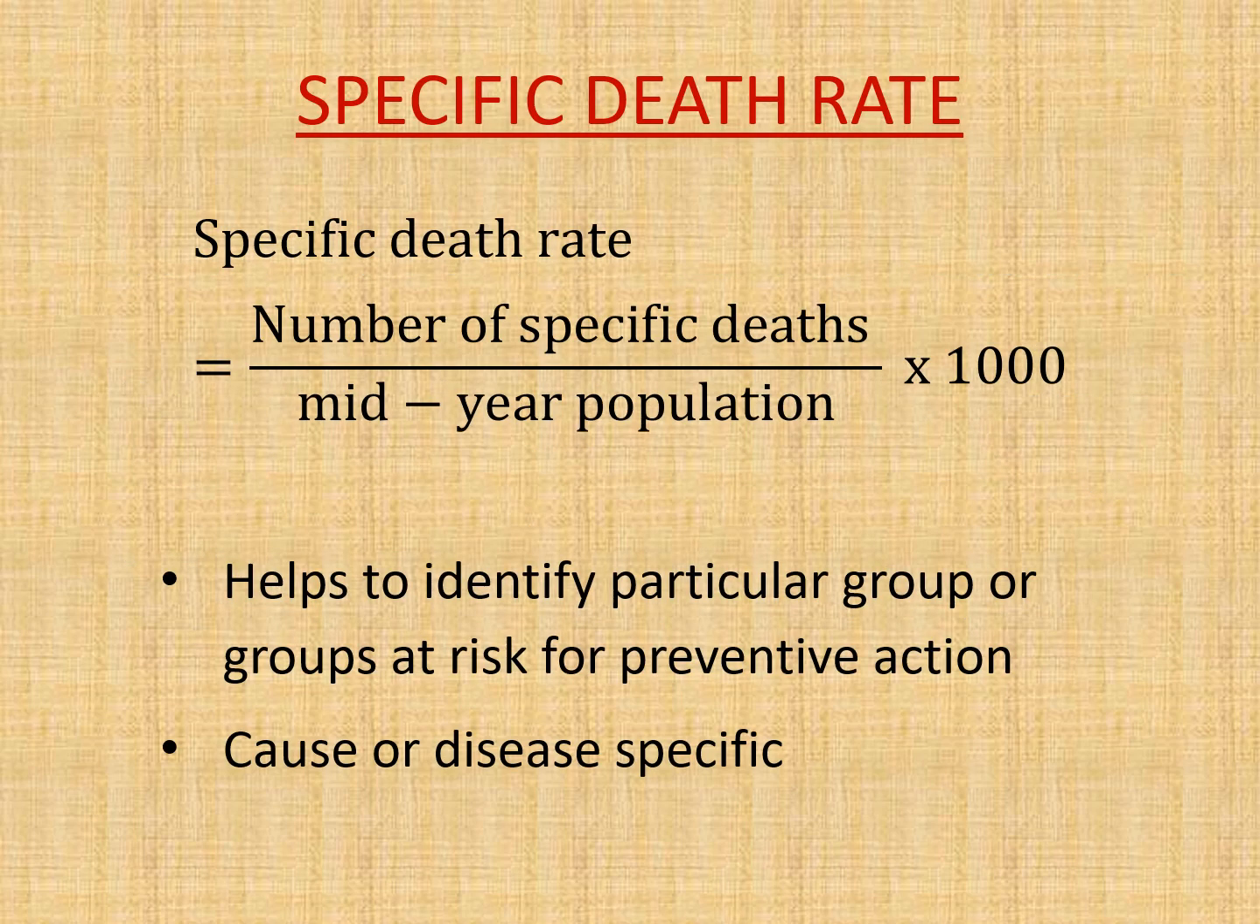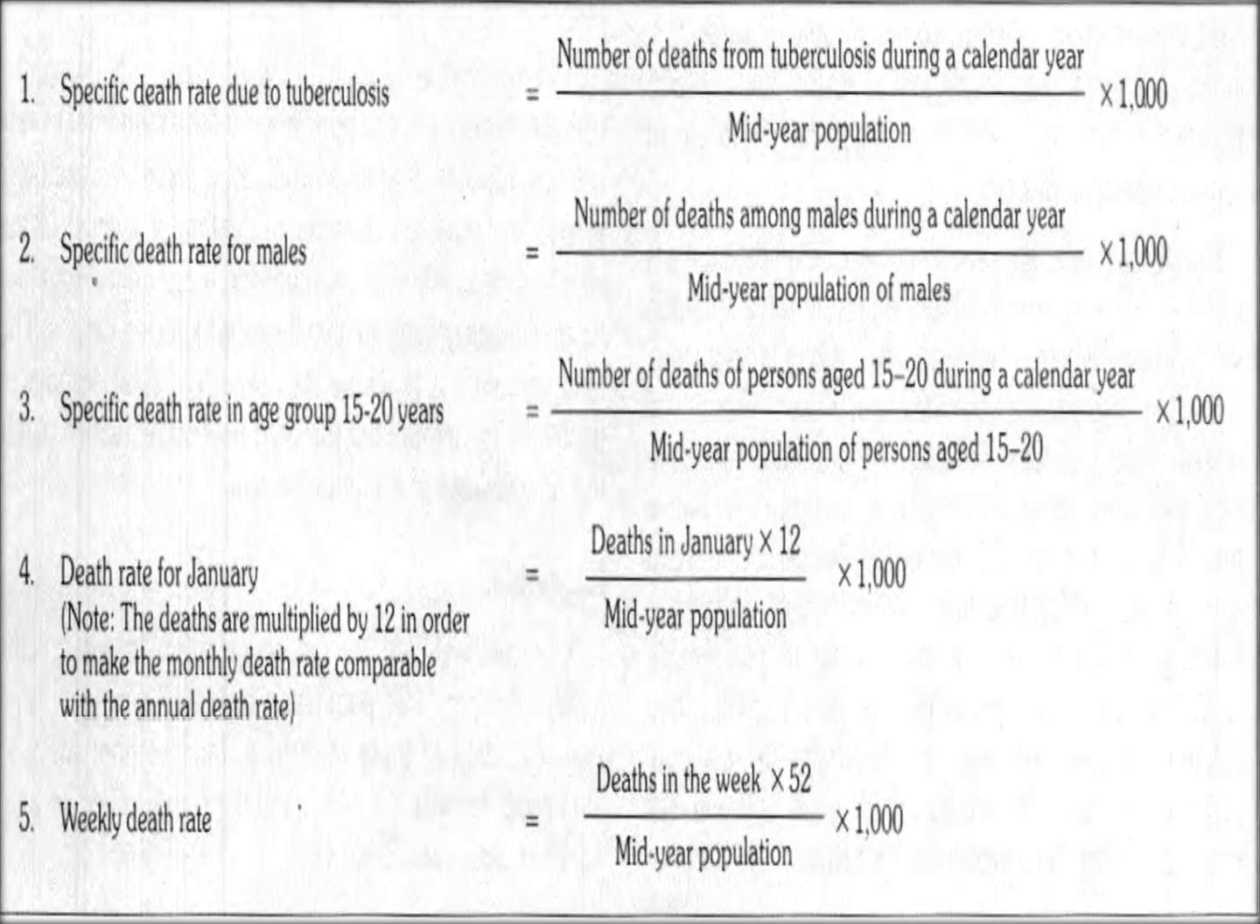Suppose our main concern is the etiology of the disease. Suppose we want to find out the cause or disease specific deaths, that is which disease causes more deaths in the community, or which community or group is at high risk, so we can direct the preventive measures for them. In that scenario, we can use the specific death rate. Specific death rate is equal to number of specific deaths divided by mid-year population multiplied by 1000.